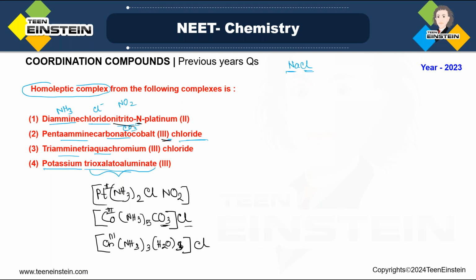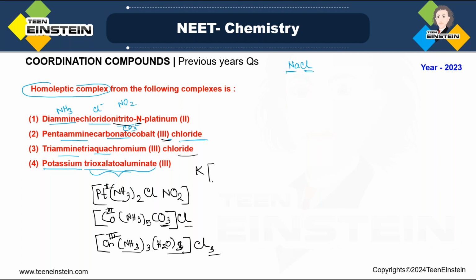That means if it is 3, to balance it we need a total of 3 Cl, isn't it? So it is not that it will be mentioned in the name. You will automatically understand because inside the coordination sphere you do not have any negatively charged ligand. So outside it must be 3 to balance the oxidation state. What about the last one?